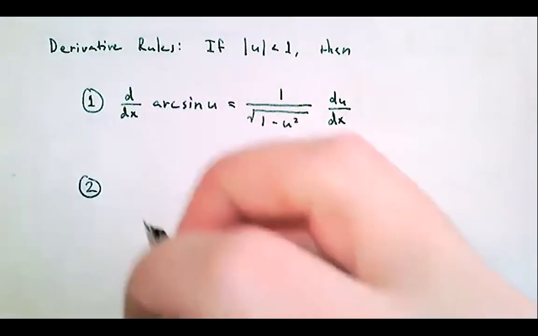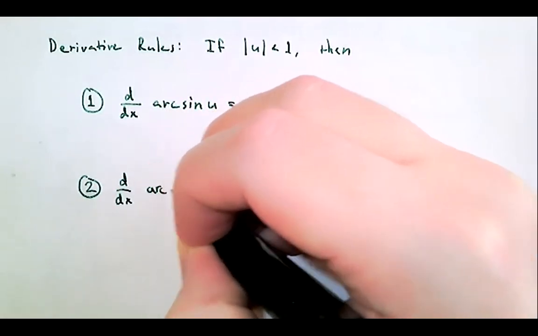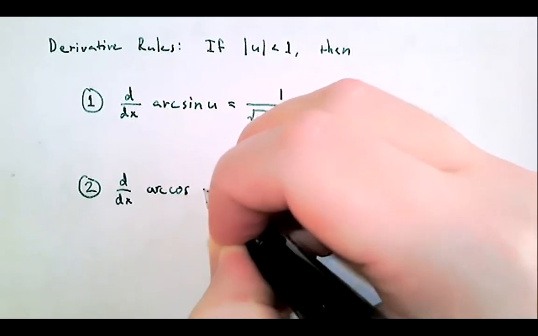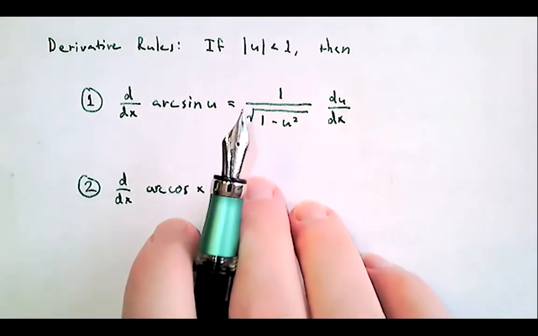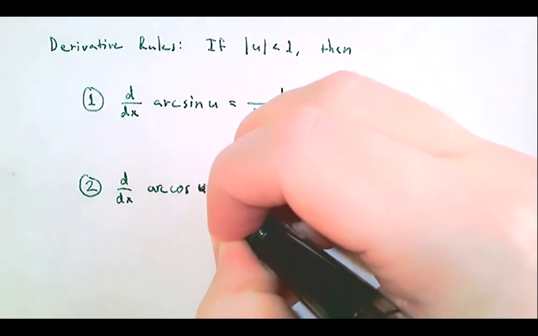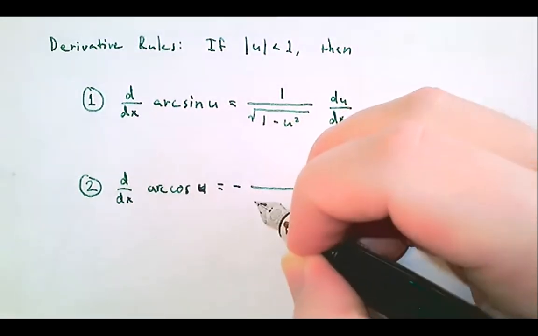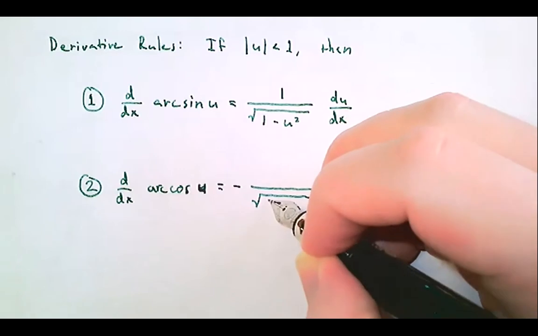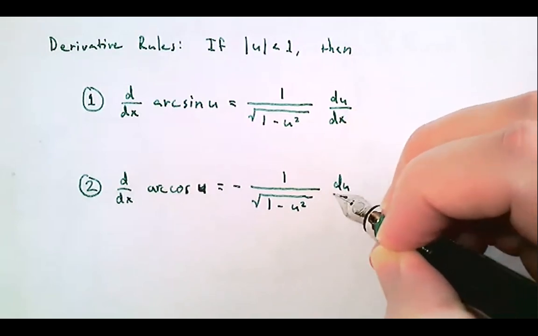And then I also want to tell you the derivative of arc cosine. We didn't actually work out all the details on this one, but it's really similar to what we did for arc sine, so we don't really need to. The only difference is that there's going to be a minus sign in front. Oops. And then this should be a u, of course. So we get minus, and then this 1 over the square root of 1 minus u squared. And then a du dx.